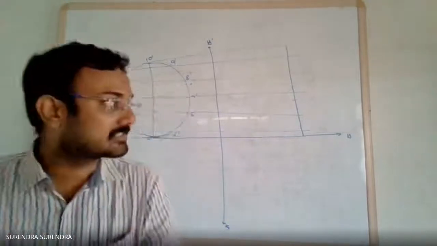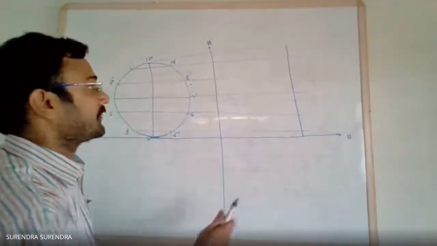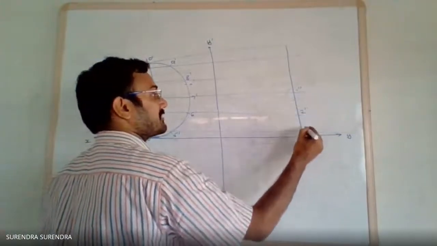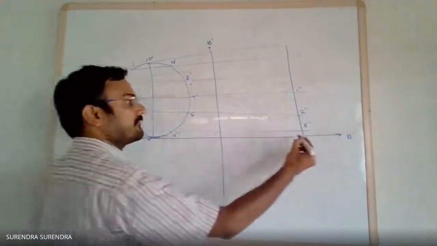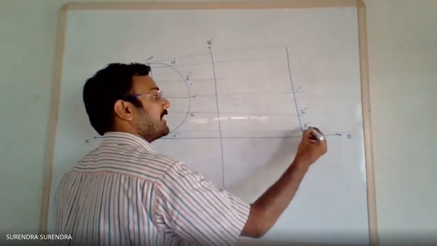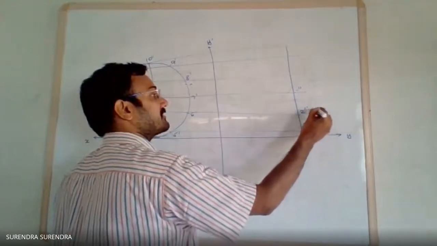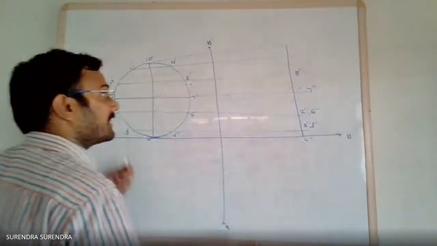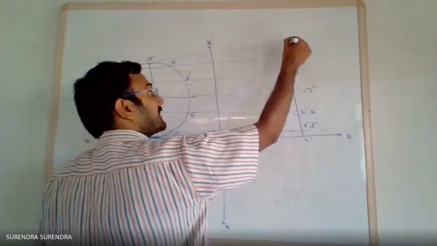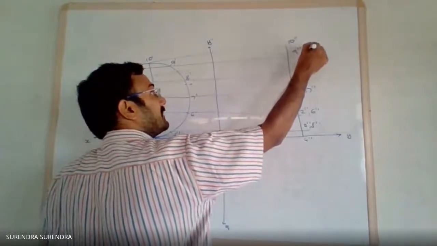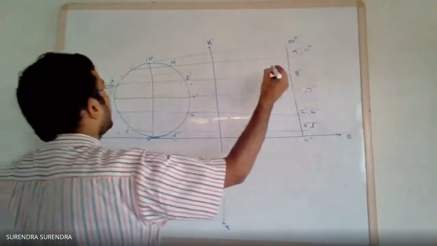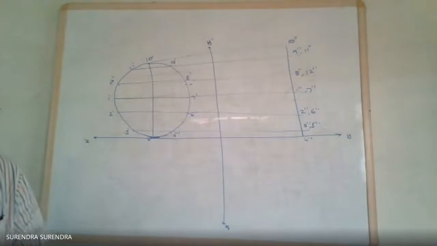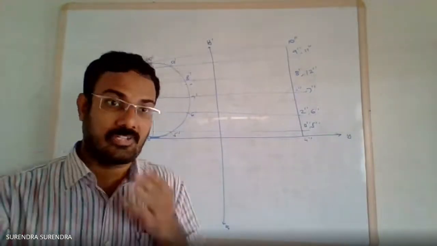Mark all these points as, what is the first point? 1 double dash, 2 double dash, 3 double dash, 4 double dash, 5 double dash, 6 double dash, 7 double dash, 8 double dash, 9 double dash, 10, 11 and 12 double dash. So in the side view, draw the straight line.